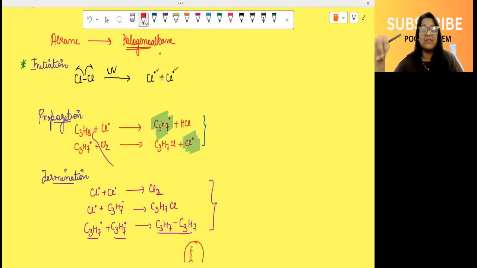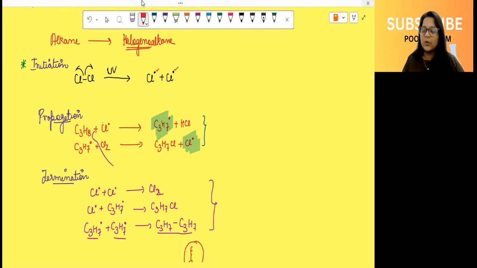We know that down the group reactivity is decreasing, and fluorine is very reactive. And fluorine being highly reactive, if you undergo a reaction with it, it will also affect the strength of the alkyl chain. So we go for chlorine and bromine.